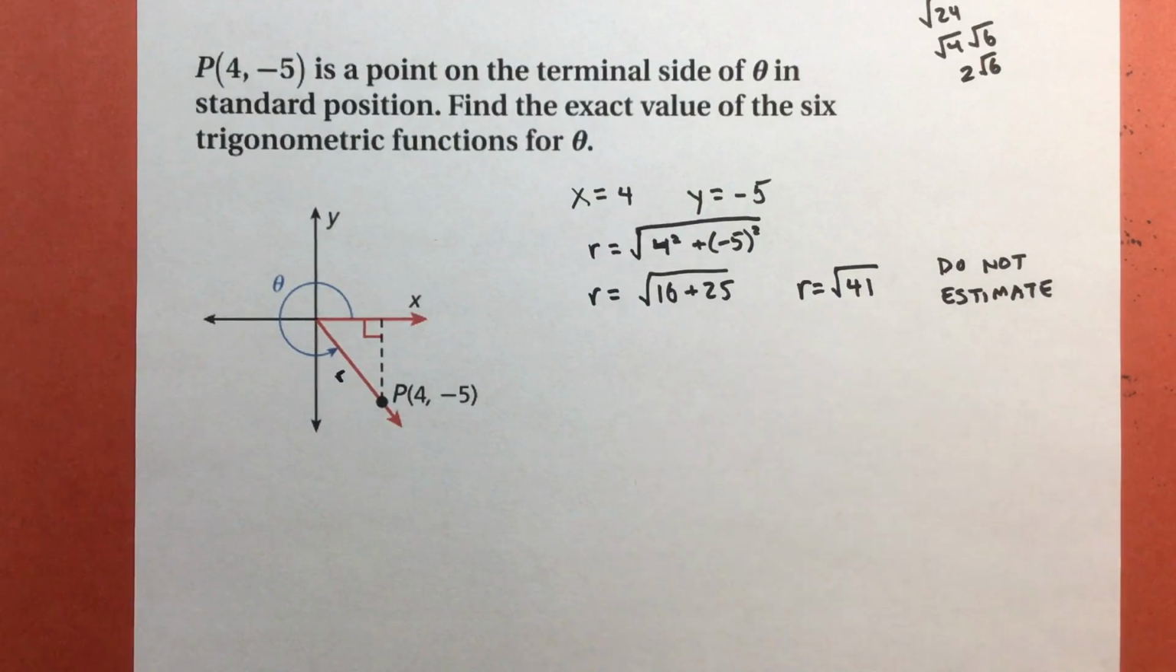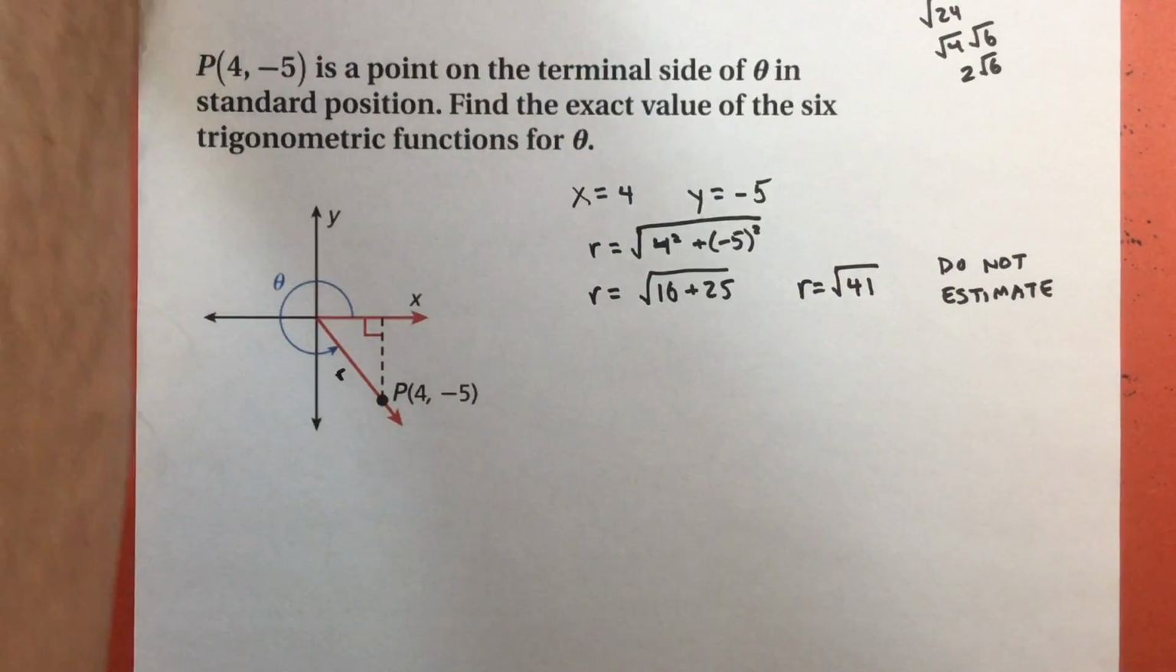What's the largest perfect square that is a factor of 41? Well, it turns out 41 itself is prime. It doesn't mean that it has to be prime, but 41 just happens to be prime, which means the largest perfect square is going to be 1, and the square root of 1 is 1, and that's trivial, so we're not going to do that. So we're going to leave the square root of 41. Okay, so now let's go back to this.